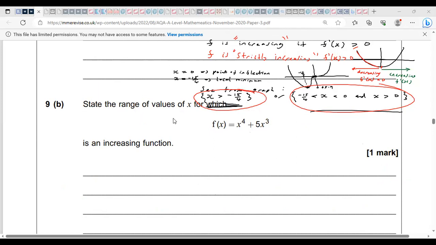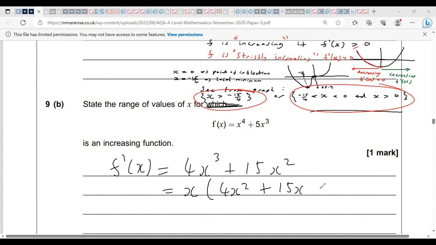Anyway, let's show another way of doing this. You could also work out your first derivative, so differentiate again. When we differentiated it in the previous question, we got 4x cubed plus 15x squared. You can actually draw a sketch of this curve. This is a cubic curve, so factorize out the x, you get 4x squared plus 15x.